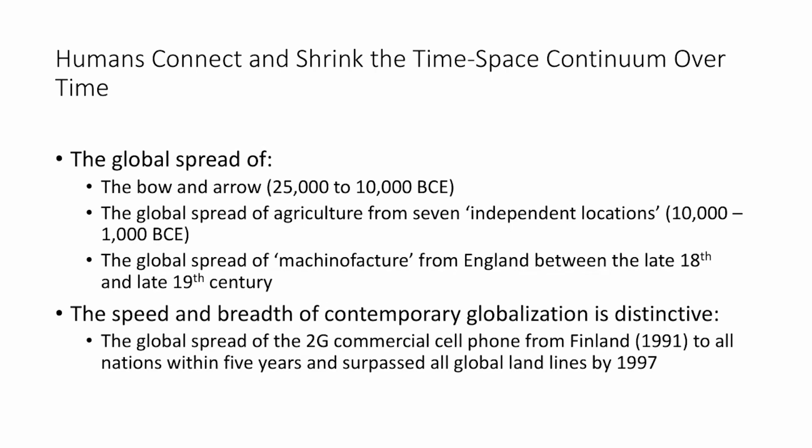Machinofacture, what we might call industrialization, work in factories, started in England in the late 18th century, and it took about 100 years for industrialization and machinofacture to be taking place on every continent. But if we think about contemporary globalization, I point to the 2G commercial cell phone, which was invented in Finland in 1991. Within 5 years, there were cell phone towers in every country in the world. And within 6 years, the use of mobile phones or cellular phones had outstripped the use of landlines. You get my point, right? The globalization of the present is distinctive because of just its intensity and its ability to shrink the time-space continuum.